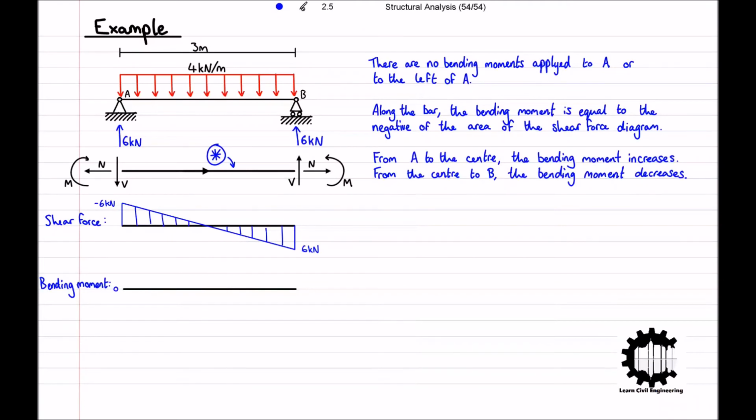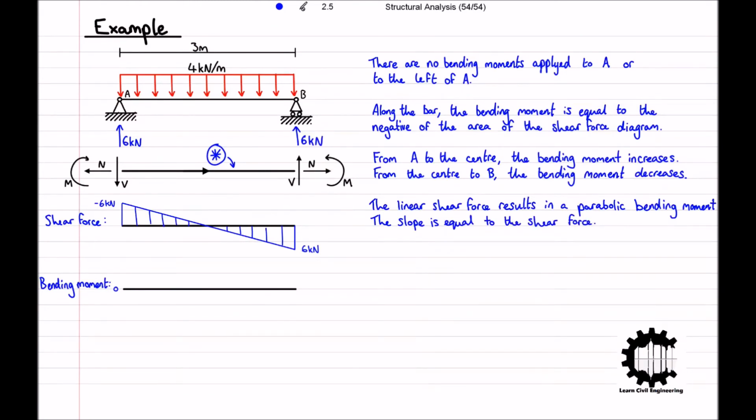Remembering our principles that the shear force is the derivative of the bending moment, and as the shear force is linear, the bending moment is therefore parabolic. Also remember that the slope, i.e. the gradient of the bending moment, is equal to the shear force. So at point A, the slope of the bending moment will be increasing at a rate of 6 kilonewtons.